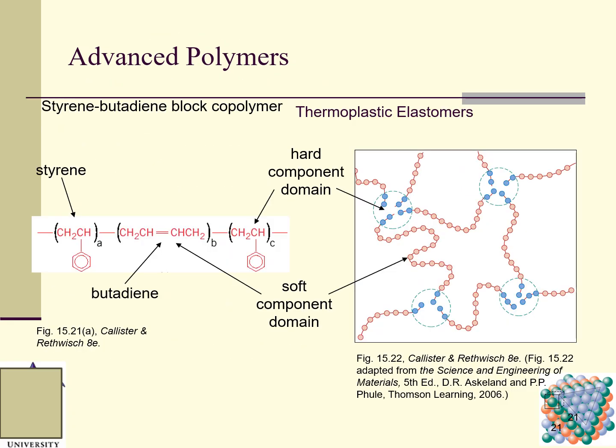Advanced polymers. Another one is a styrene butadiene block copolymer. This name is very long. It is a thermoplastic elastomer. So this is styrene, this is butadiene. This is the hard component domain here, and this is the soft component domain here. You can see.